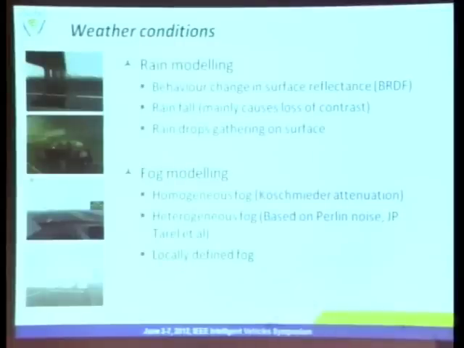Now, that was for the lighting, and of course in the rendering stage, we have to take into account weather conditions. So for the modeling of rain, which is one main condition because it occurs quite often, one first part is to change the surface reflectance of the wet surfaces. Then next, to have a model for the rainfall. Even though the raindrops that are falling are usually not directly visible, they cause a loss of contrast in the scene. And eventually, a model for raindrops that are gathering on a flat surface.